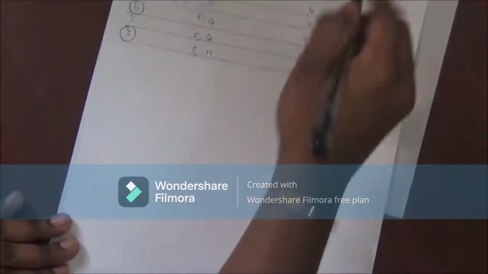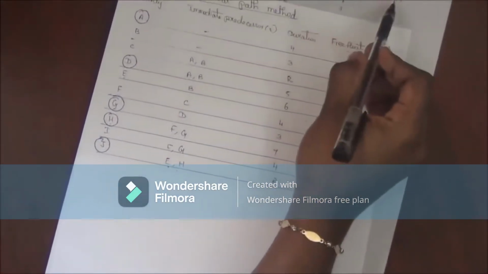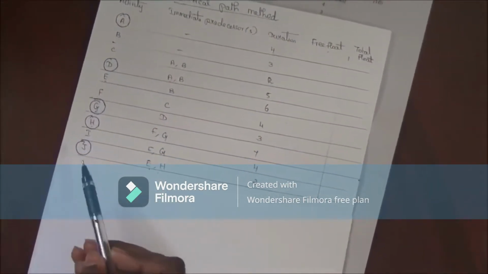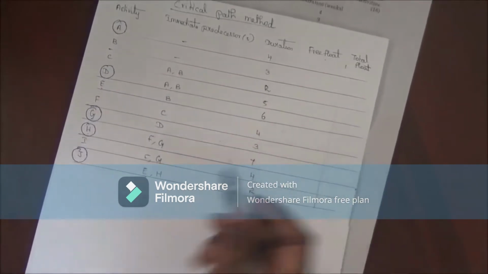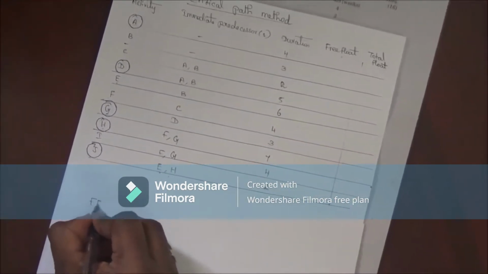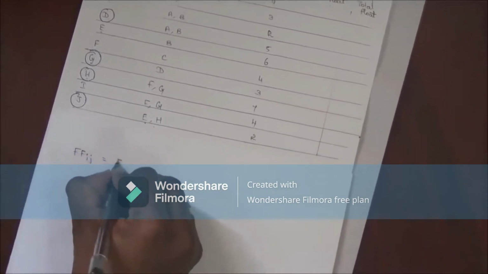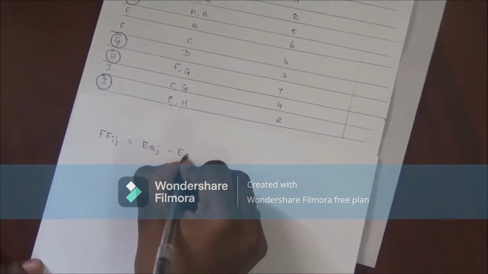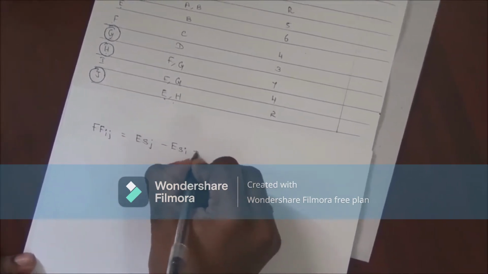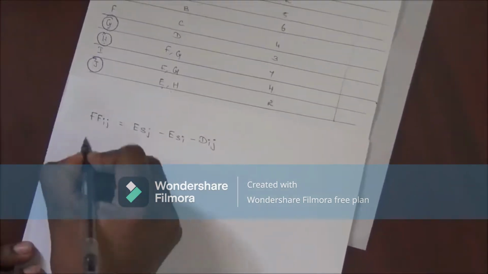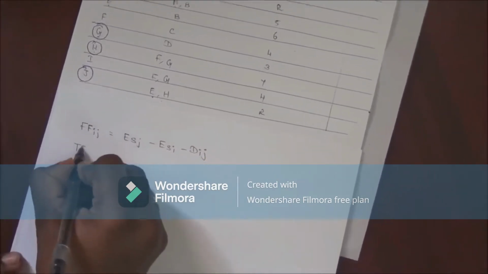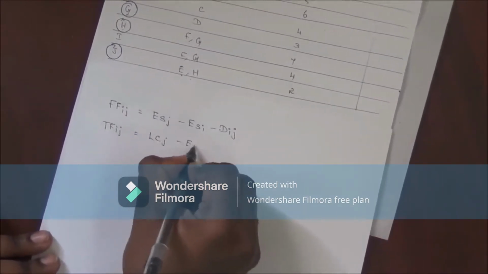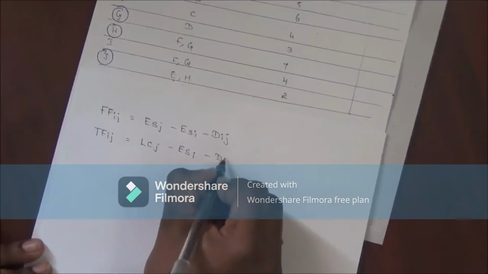Now we have to calculate the free float and the total float for the non-critical activity. We already saw that critical activities are A, D, G, H and J. The formula for calculating free float and the total float is, for free float of Ij it is EST of J, means earliest start time of J, minus earliest start time of I minus Dij. Whereas for total float of Ij, it is latest completion time of J minus earliest start time of I minus Dij.